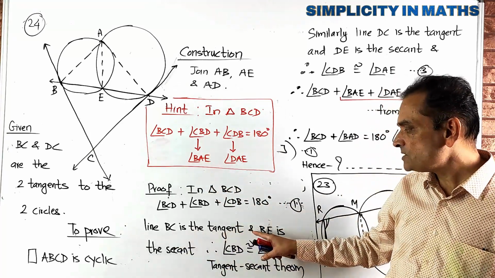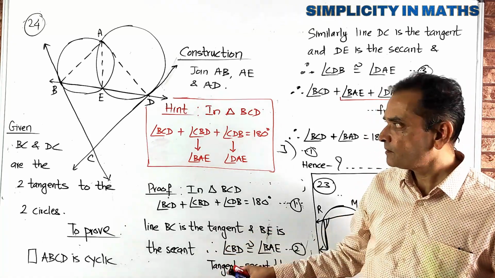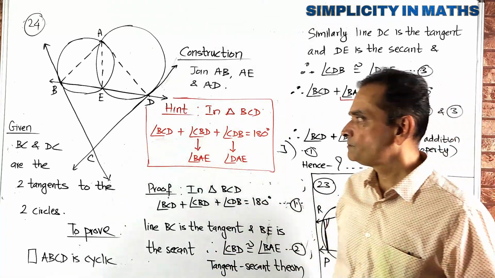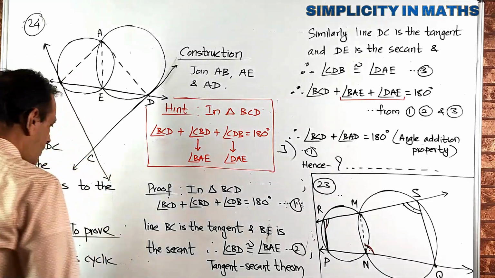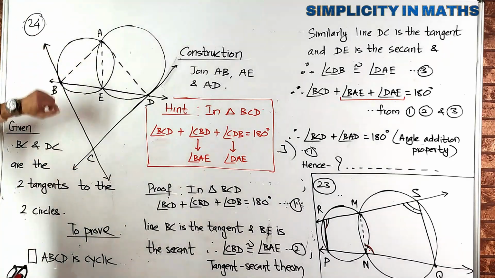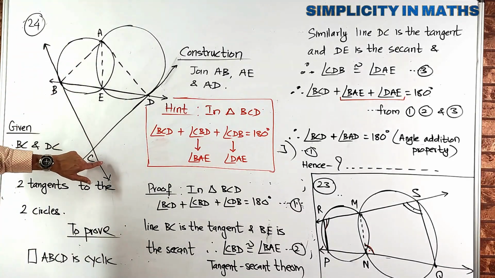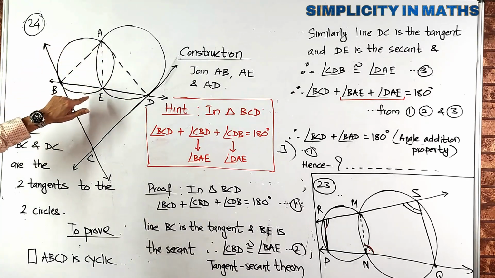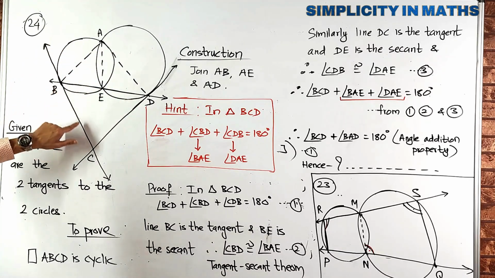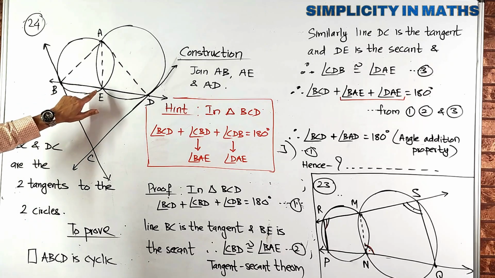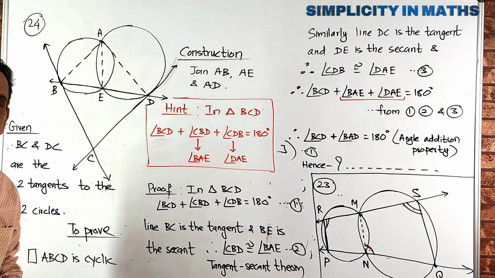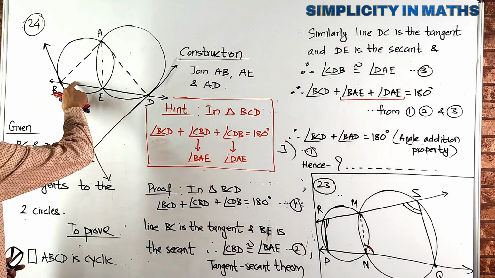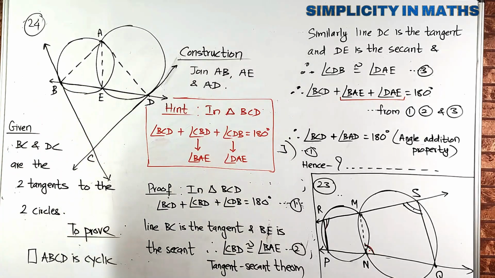Line BC is the tangent and BE is the secant. Let us look at that diagram. Line BC is the tangent and BE is the secant for this circle. Okay, BC is the tangent and BE is the secant. So the angle formed by the tangent and secant, that is this angle. I'll just show it here.